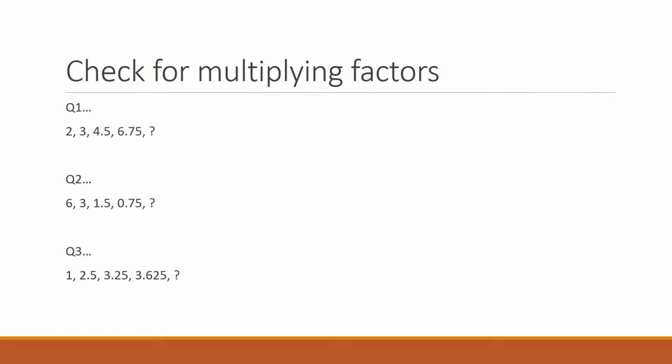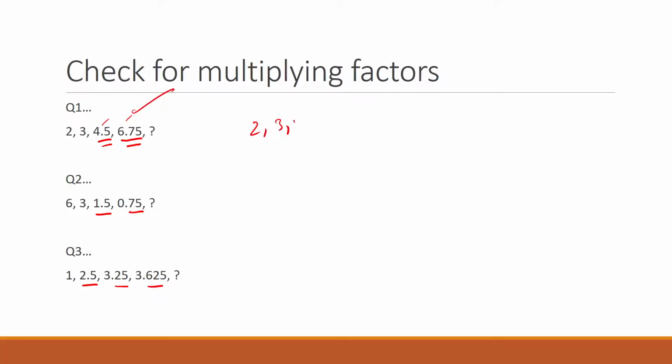So let's move on to the next one, check for multiplying factors. Whenever you see questions with decimal numbers, like 4.5, 6.5, 1.5, 0.75, 2.5, 3.25, 3.625, that is a clear indication that something has been used as a multiplying factor there, and that would make the problem easier if you actually divide the terms instead of calculating the differences.